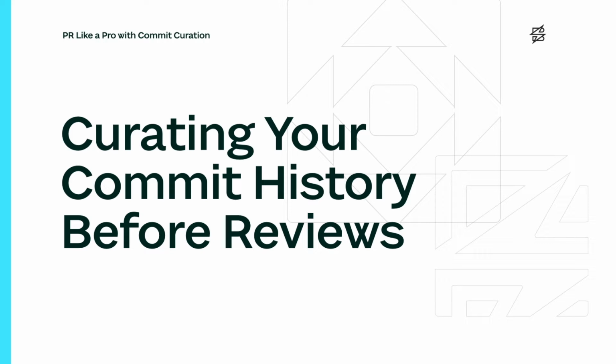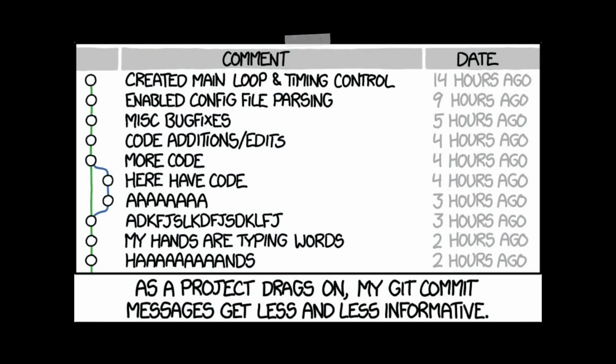By now, you should be aware of the power that is interactive rebasing. We're not going to go into great detail on the mechanics of how to use interactive rebasing. Instead, we're going to focus on the why. So why is the commit history of your branch before reviews important? Because information is our currency, and the commit history is information.